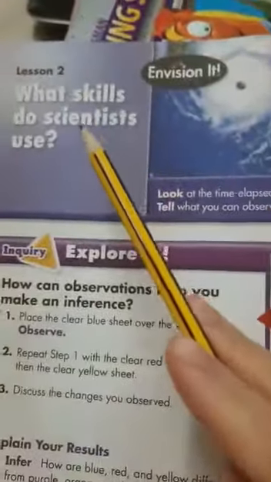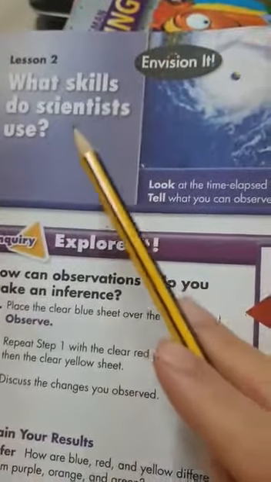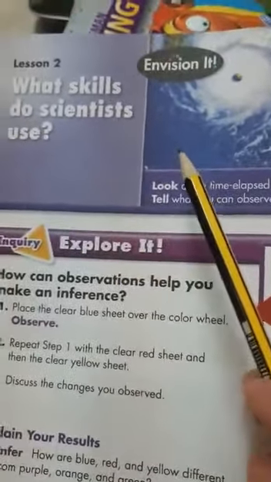Now we will start with science. We are still in lesson 2. What skills do scientists use? We will complete this lesson today. Now let's make a revision for this lesson, for yesterday's work.